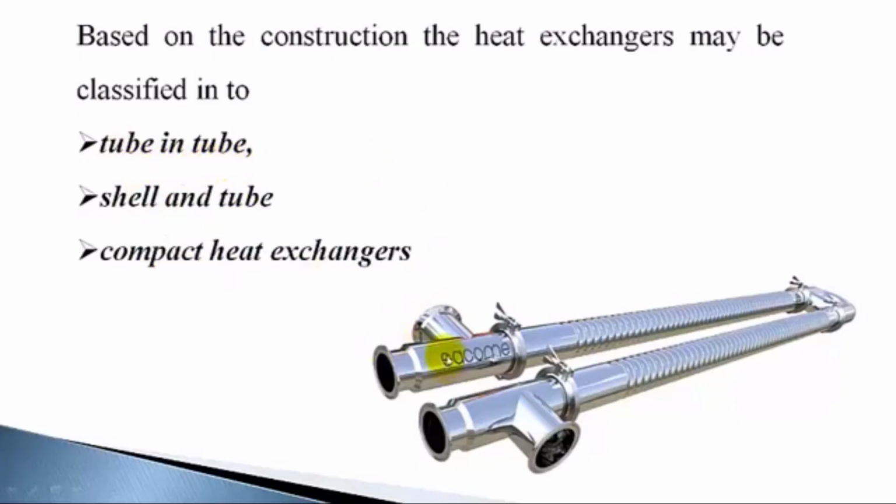I have shown a figure of a tube-in-tube heat exchanger. One of the fluids is flowing in the inside pipe, whereas the other fluid will be flowing in the annular space between the two pipes. So there will be two concentric pipes. This is a pipe. There will be an inner tube, and the other fluid will be flowing in the annular space.